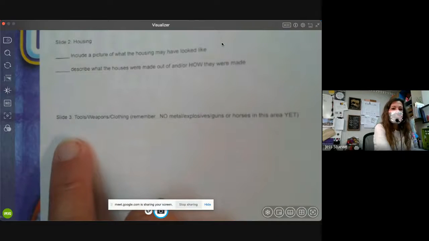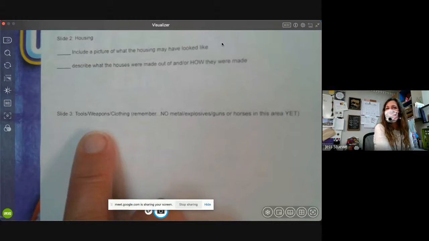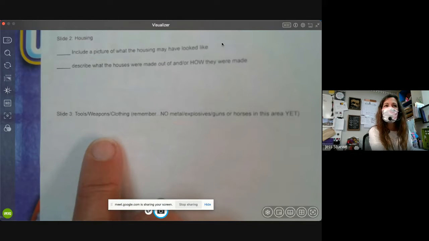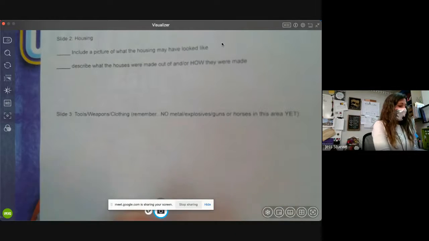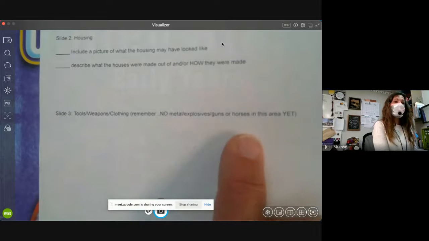Slide 3. What tools, weapons, and clothing were your people known for using? Remember, did people this long ago, 1,000 years ago, 1,200 years ago, have guns? No. Not yet. They maybe used bows and arrows. They maybe used spears. They maybe made nets like Lainey talked about. Remember, there's no metal, explosive guns, or horses in this area yet.